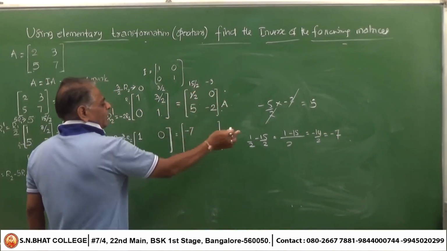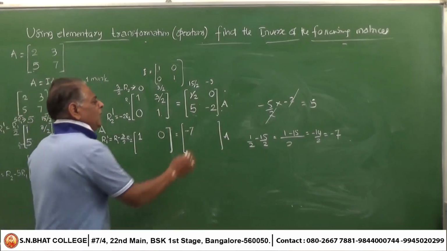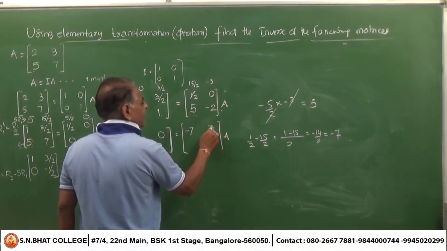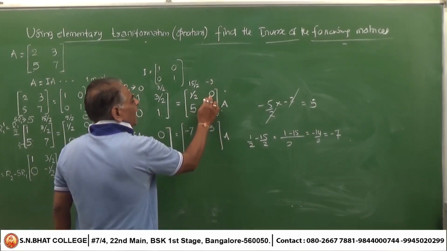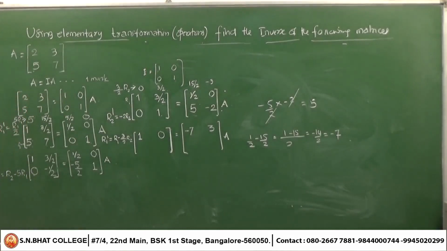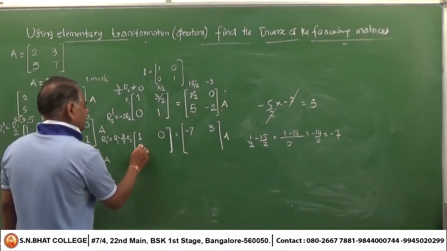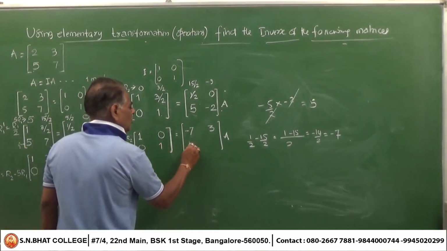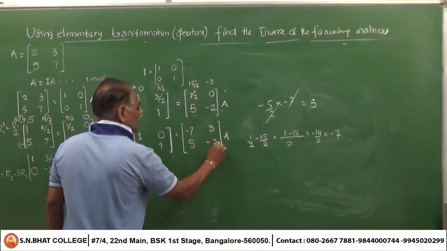R1 minus 15 by 2. Next, 0 minus of minus 3 is plus 3. 0 R1 minus of minus 3 is plus 3. Write R2 as it is: 0, 1, 5, minus 2.